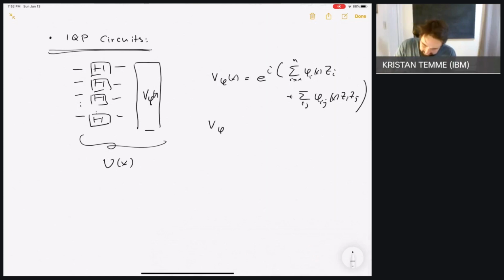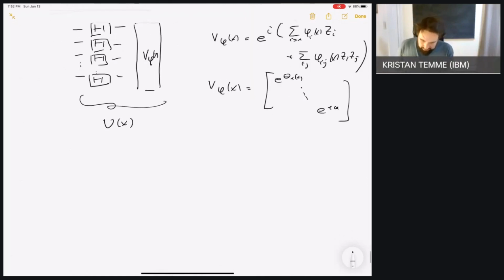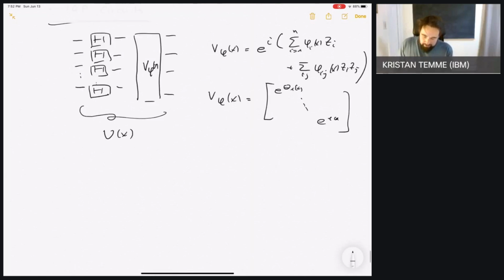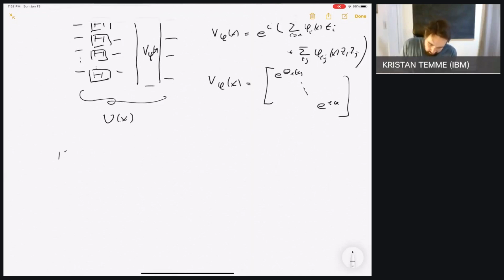Essentially V phi of x is just a diagonal matrix with a bunch of phases on the diagonal. Okay, so that's effectively what it is. So this is now a circuit that has entanglement in it. It's not a product state that factors out. But if you look at the kernel that corresponds to that circuit, it sort of looks like this, right?